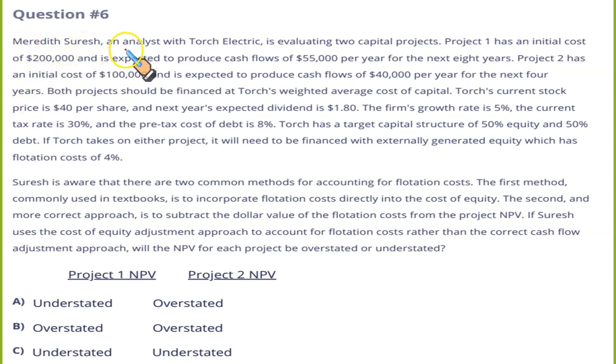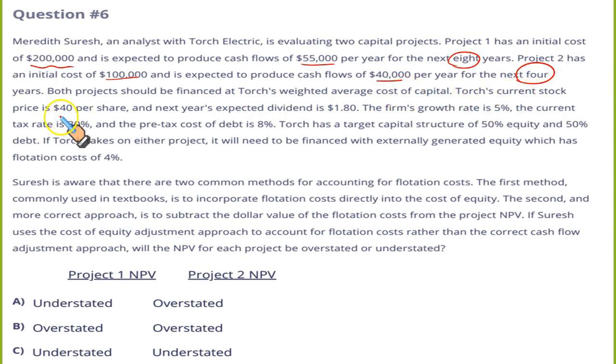Meredith Suresh, an analyst with Torch Electric, is evaluating two capital projects. Project 1 has an initial cost of $200,000 and is expected to produce cash flows of $55,000 per year for the next 8 years. Okay. Project 2 has an initial cost of $100,000 and it is expected to produce cash flows of $40,000 per year for the next 4 years. Okay. Both projects should be financed at Torch's weighted average cost of capital, used for discounting.